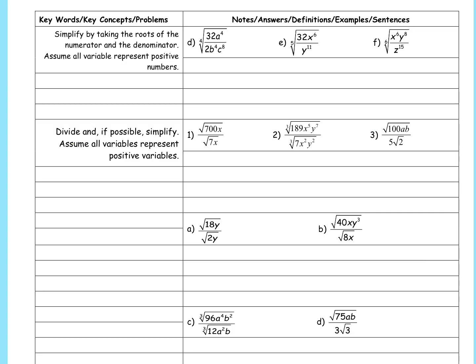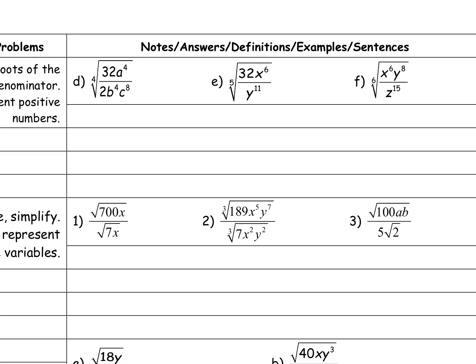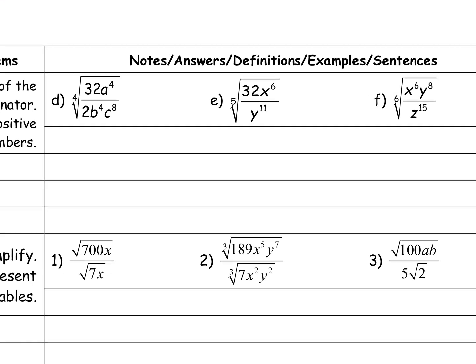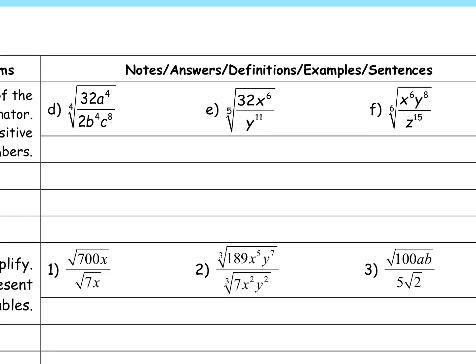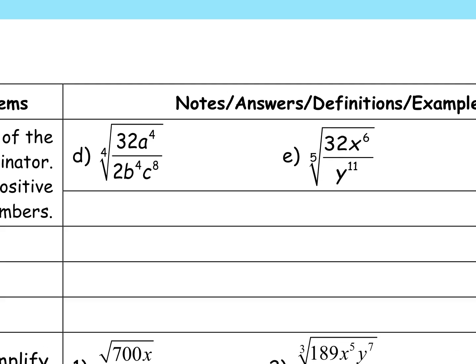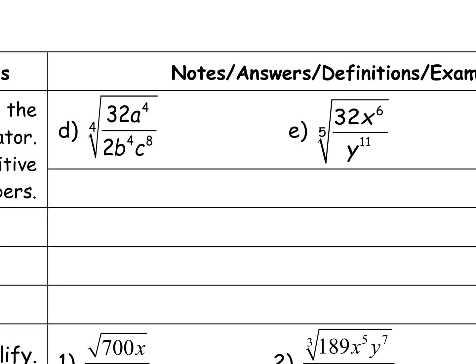Okay, so simplify by taking the roots of the numerator and denominator. Okay, so we're still doing this, they're letters for you, D, E, and F. Okay, here we go.